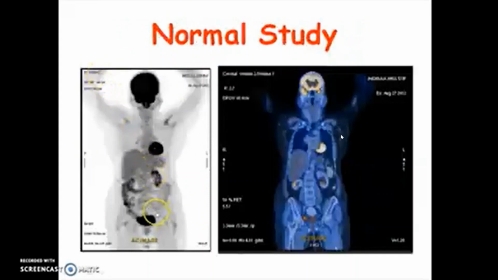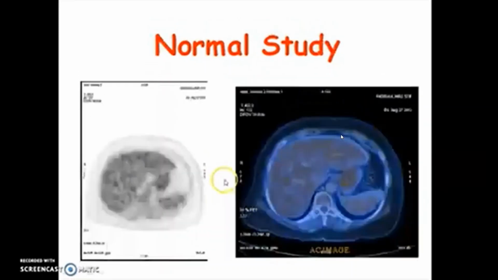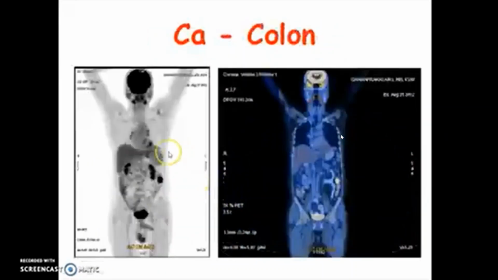How do the images look? Let me show a normal study now. This is a normal PET imaging. You see the uptakes in the various anatomical regions in the human system. This is a PET-CT image. This is the axial cuts of the same patient. This one is a case of CA colon. So this is a normal anatomical structure. You see the liver, kidney and bladder.